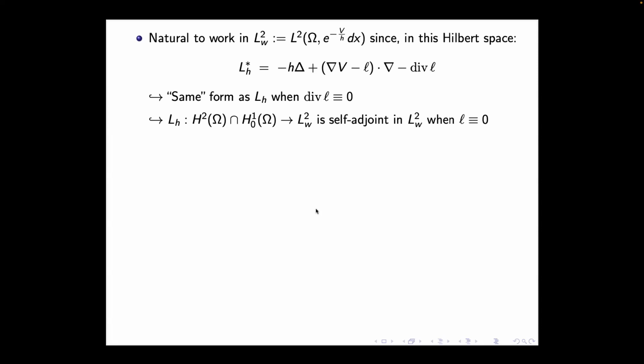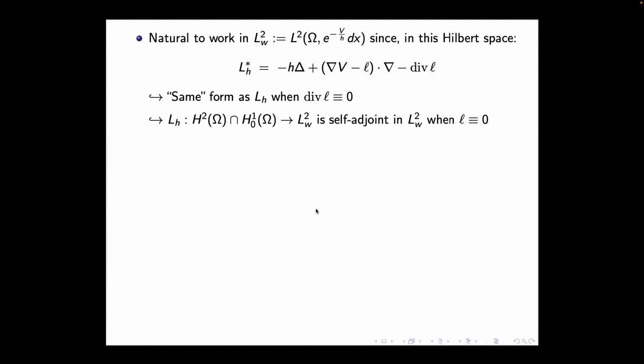Because in this Hilbert space, the adjoint of L_h has a structure quite similar to the structure of L_h. We have again minus h Laplacian, again plus gradient V dot gradient, and the plus L dot gradient is replaced by minus L dot gradient. But we have a remainder term, which is minus divergence of L. So in particular, when the divergence of L is zero, it has really the same form as L_h; you just replace plus L by minus L. And I recall that in this case, exponential minus V over h is the invariant measure.